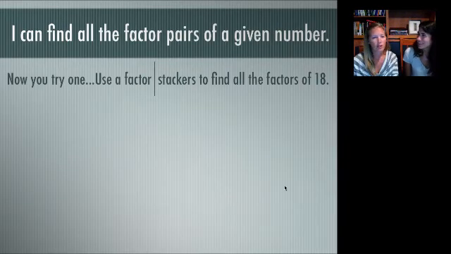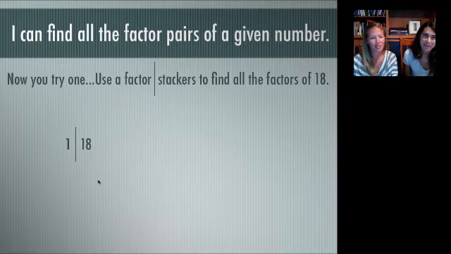All right, so 18. We are going to start with our rule. So 1 and 18, of course. Hopefully you guys got that one right away. Now let's move up to 2. Well, does 2 times anything get to 18? I know 18 is even, so 2 must go into it. So 2 times what? Well, 2 times 9. So now let's move on.